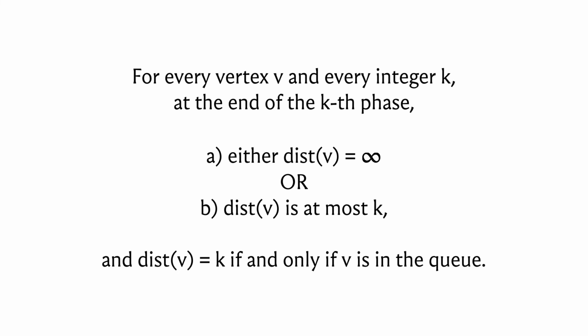And here are a couple of statements that you may want to think about proving. If you haven't seen a formal proof of this in a previous class, it's worth sitting down and trying to work through this. So essentially we're saying that when you are at the end of the kth phase, when you look at a vertex, its distance is either infinity. So this is distance as recorded in the distance array. So either it's so far an unseen vertex, or if it's a seen vertex, then the value that is recorded in the distance array is going to be at most k, and it's exactly k if and only if you are in the queue at the kth phase.